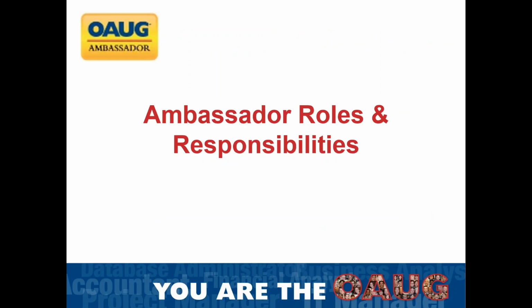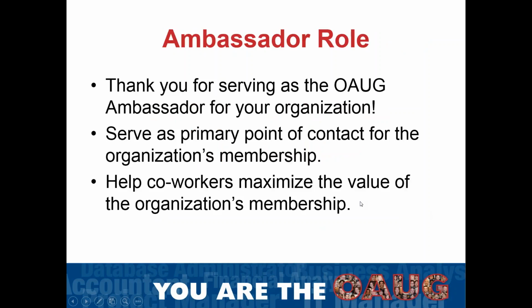Now we are going to talk a little bit about what it means to be an ambassador, some roles and responsibilities. So first of all, thank you all for volunteering to serve as your OAUG ambassador for your organization. The ambassador is the primary point of contact between your membership and your coworkers. Your job is to help your coworkers maximize the value of the organization's membership, to help them understand what they can get, what resources are available to them as part of the membership that your company has purchased.